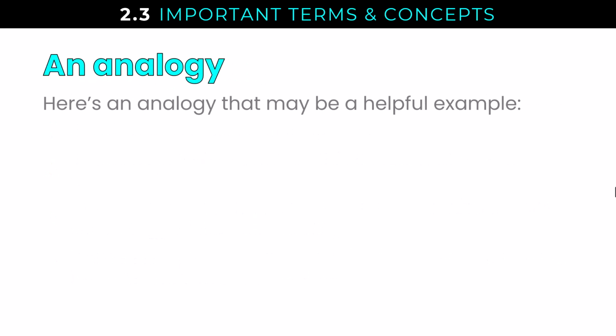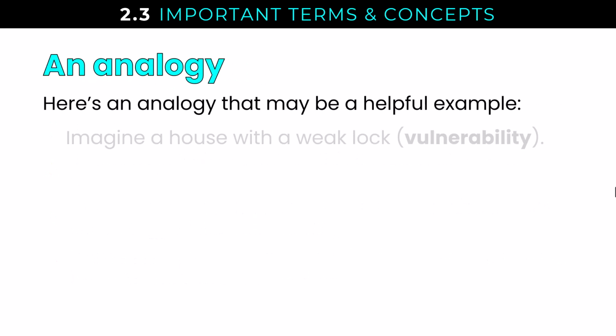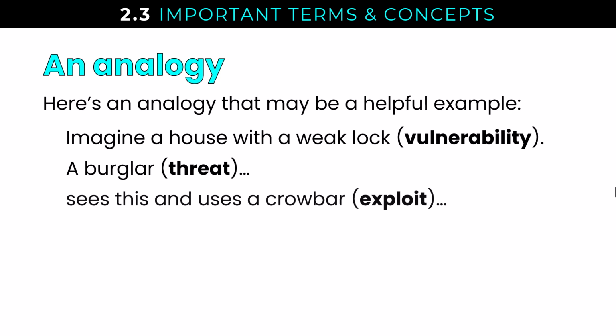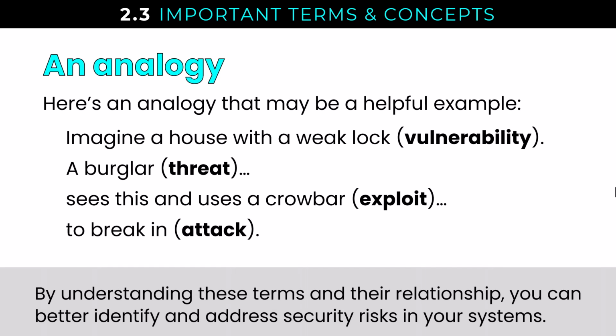Let me give you a simple analogy to tie all these together that you may find helpful. So imagine a house with a weak lock. That's the vulnerability. We have a burglar, who is the threat, who sees this and uses a crowbar, the exploit, to break in, the attack. So by understanding these terms and their relationship, you should be able to better identify and address security risks in your own systems. But for exam day, it will help you understand what's being asked of you in those exam questions.